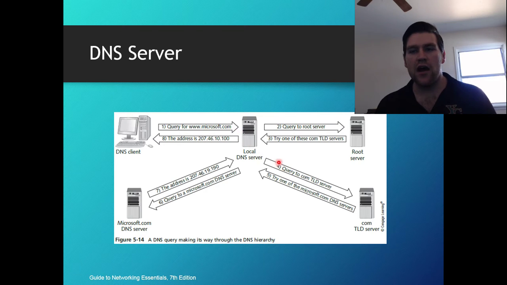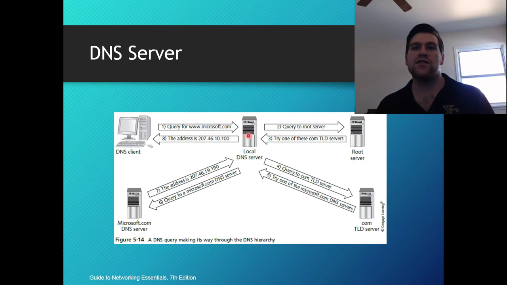Okay. So now the local server, not your computer itself, but the local server is going to say, hey, I need Microsoft.com. So it's going to send a query for Microsoft.com to a top level domain server. This is a .com TLD server, top level domain. Okay. And then that's going to say, okay, I know where that's at. Microsoft.com is over on this DNS server. Try this DNS server. So that's what it responds back.